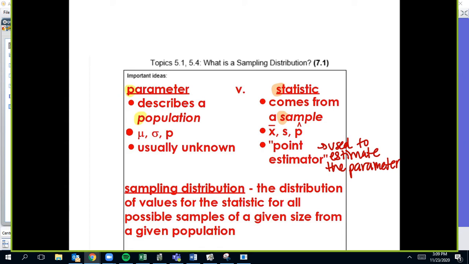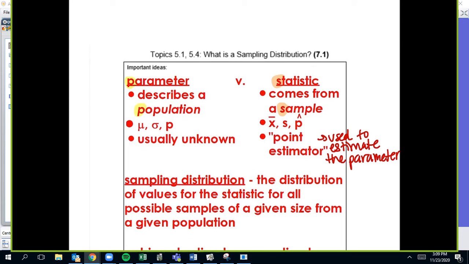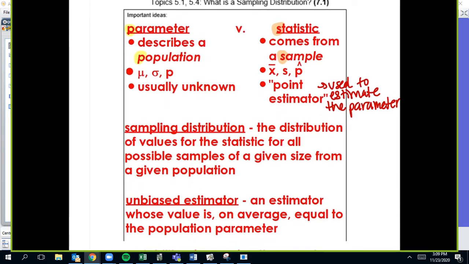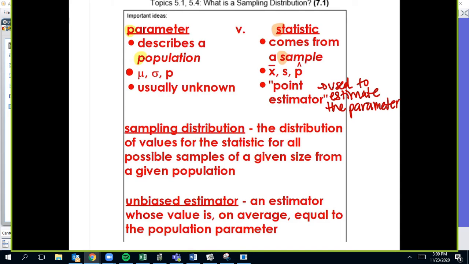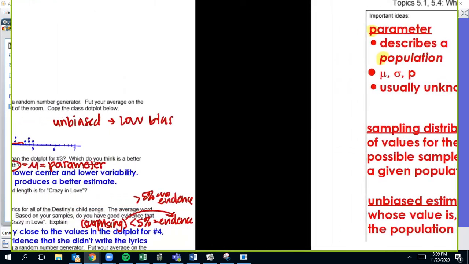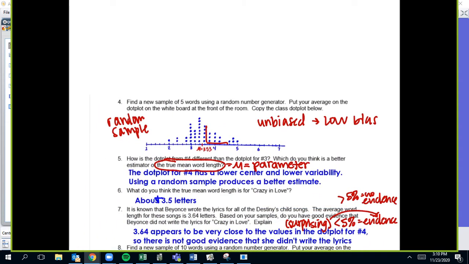What you guys were creating with your dot plots today was something called a sampling distribution. So the sampling distribution is the distribution of values for the statistic for all possible samples of a given size from a given population. So I'm just going to go back and show you that with number 4. We're just going to label this as a sampling distribution for X bar. So each sample that we got was a mean, a sample mean. And so when we put them all together, that makes a sampling distribution.